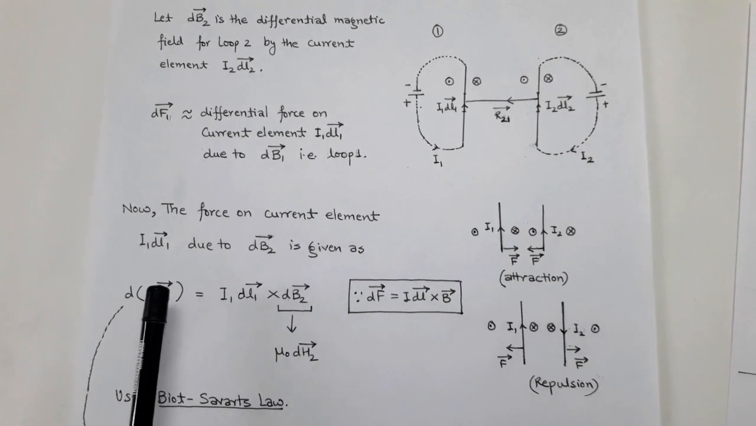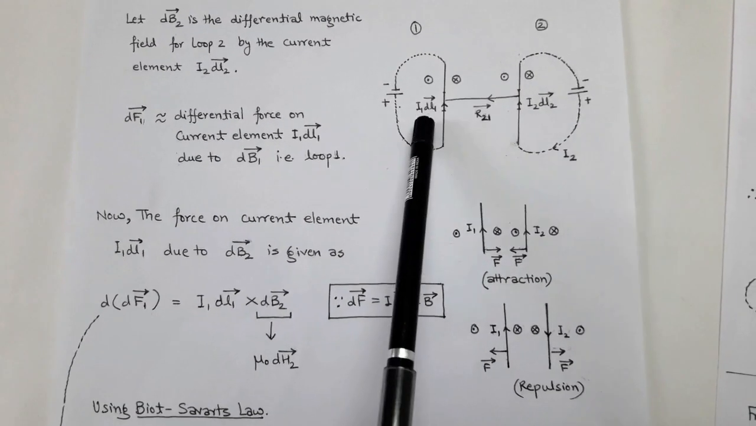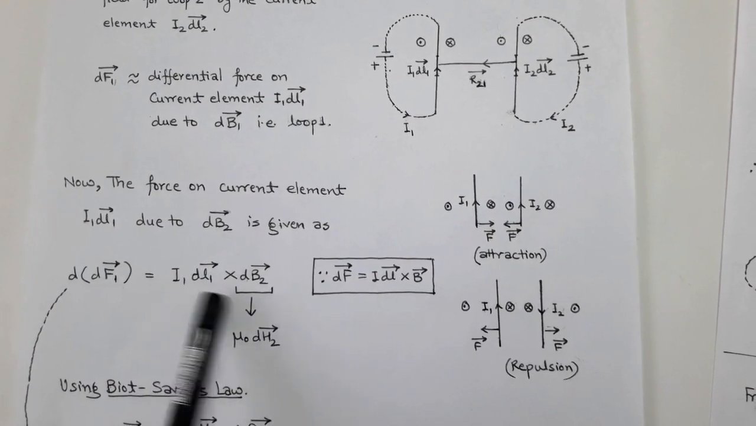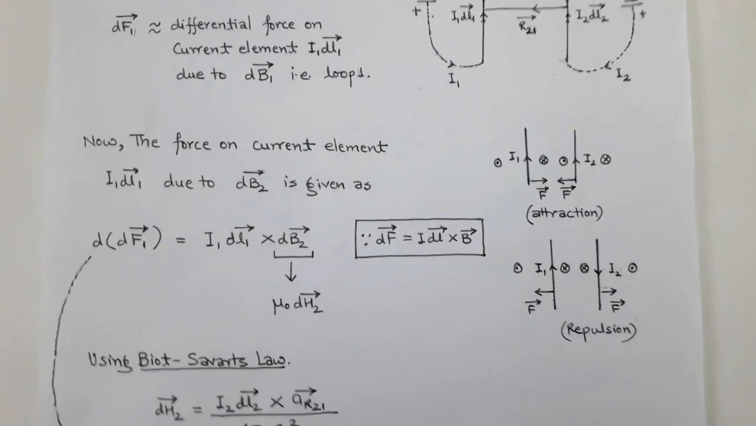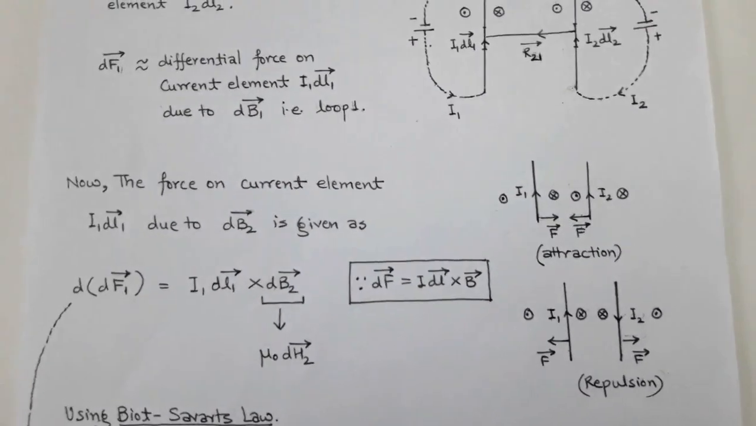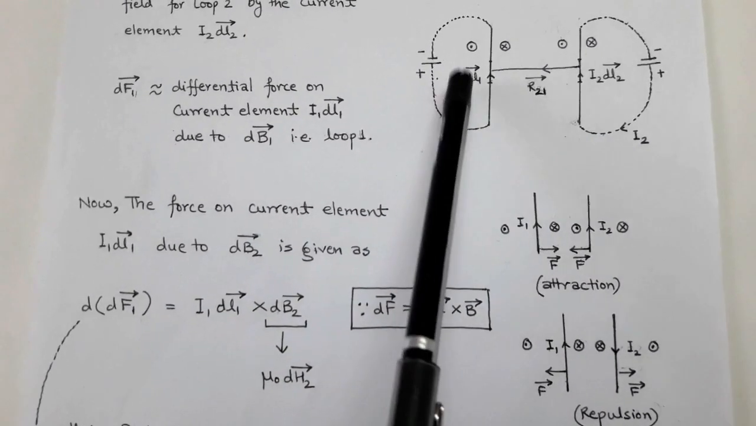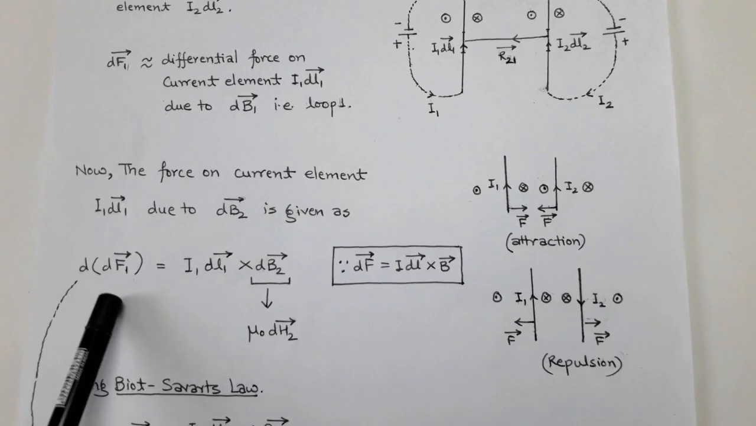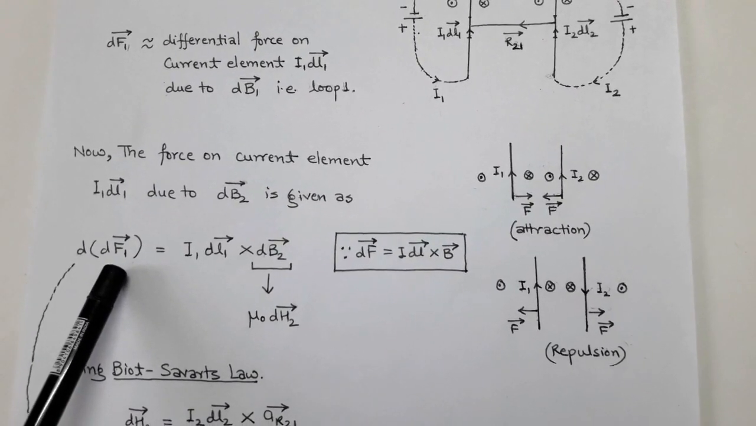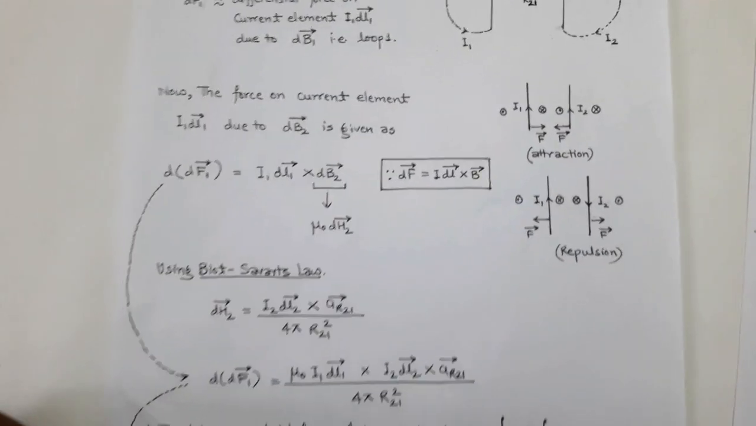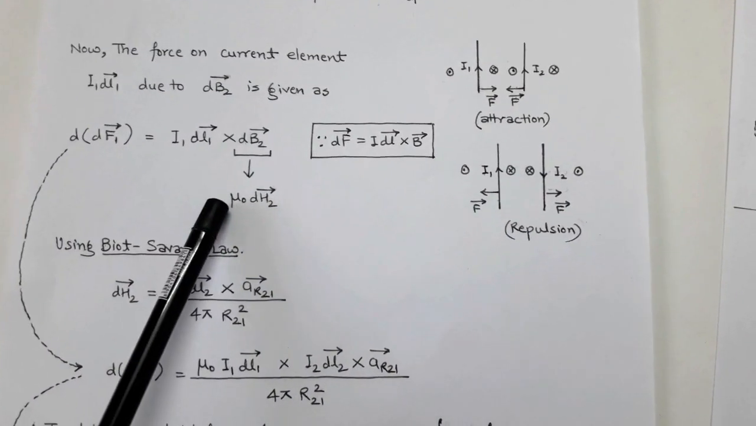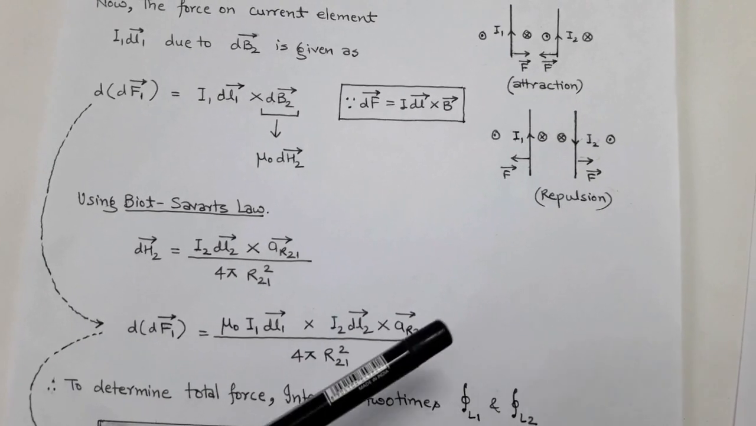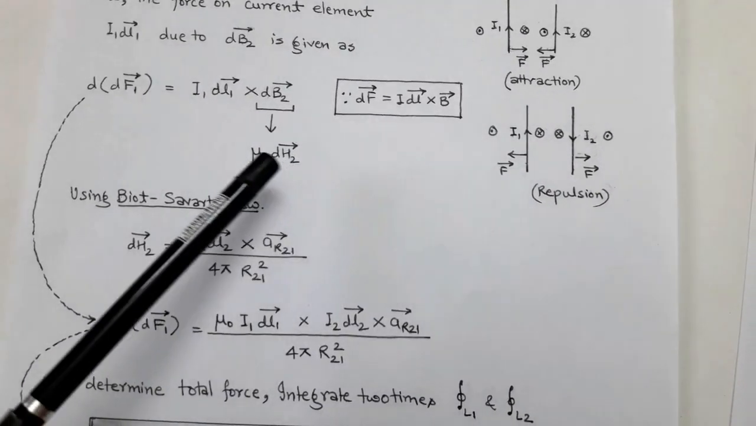So we use this formula, and the force on current element I1 dL1 due to dB2, the differential magnetic field in loop 2, is given by dF1 equals I1 dL1 cross dB2. Now in place of dB2 we can write mu naught dH2. This is the relation of magnetic flux density and magnetic field intensity, B equals mu H. So dB2 equals mu naught dH2.